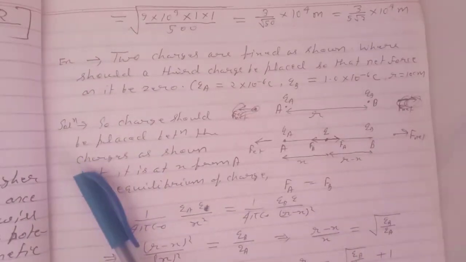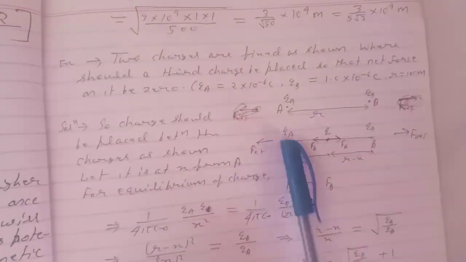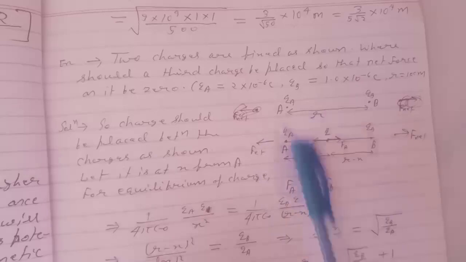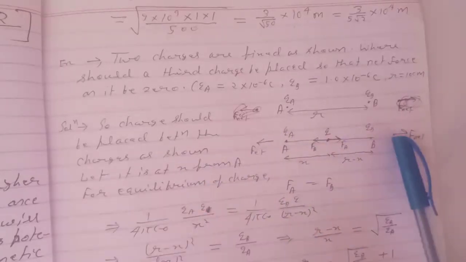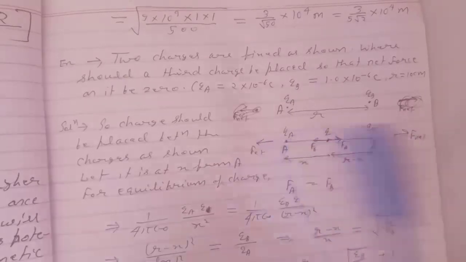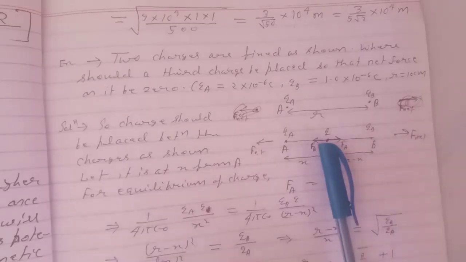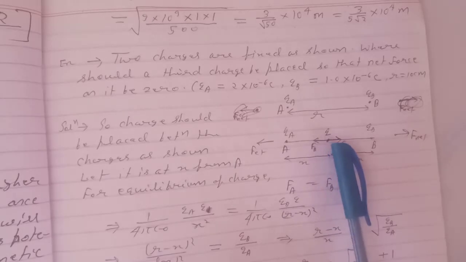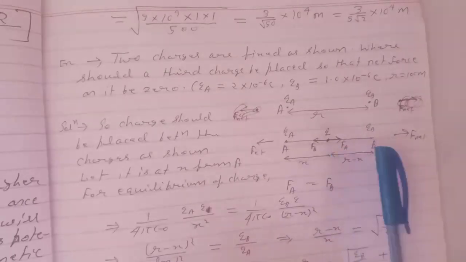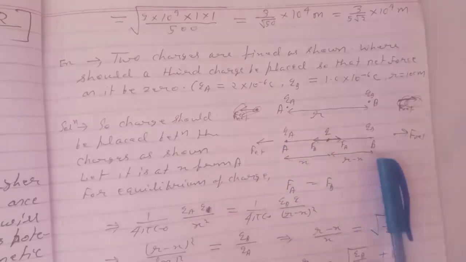First we have to check where the charge should be placed. If we place it on this side, the net force will be in this direction because both charges are positive. Again, if we place it on this side, the net force will be in this direction because both charges are positive. So on this side and this side the third charge can't be placed. Now we can place the third charge in between these two charges, at a distance x from charge A, then the other distance will be r minus x.